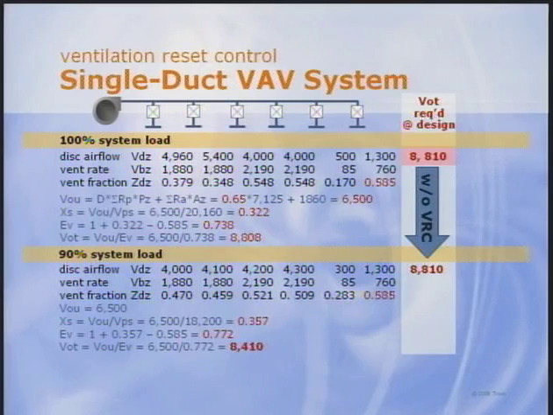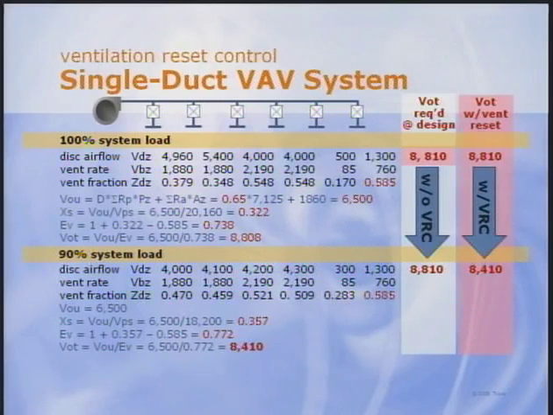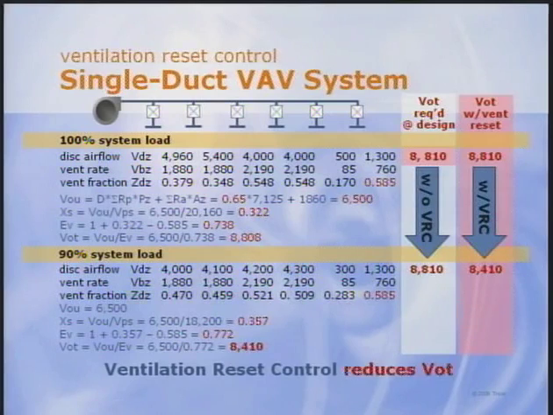But notice that at 100% load, discharge airflow in some zones is at the design value, but it's lower in other zones because of load diversity. If we don't use ventilation reset control, the system needs design outdoor air at all loads. But as you can see, by solving the equations again at the 90% load condition shown, the system only needs 8,400 CFM for proper ventilation.